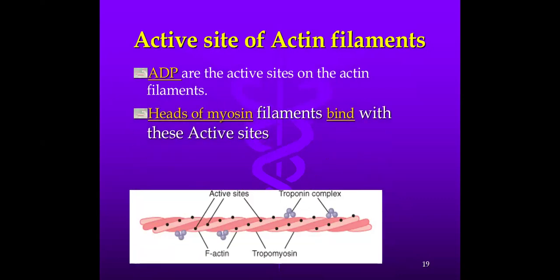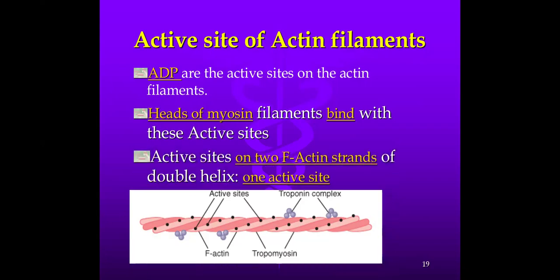Now the active sites of the actin filament: there are ADP molecules at the active sites on the actin filament, and the head of the myosin filament binds with these actin sites. On the two F-actin strands of the double helix, there is one active site.